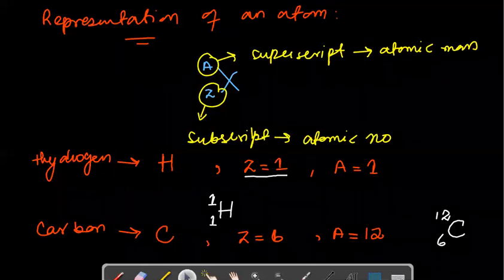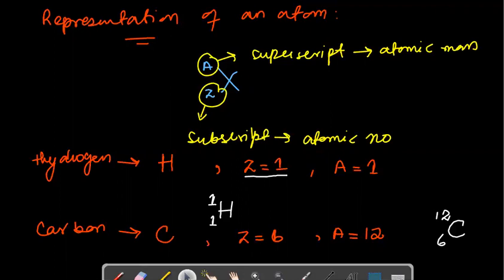Now, moving further, what type of questions are basically asked from this representation of an atom? Sometimes they provide you with a symbol of an atom like this. They will give you helium, 2 and 4, and ask you to provide the number of protons present in the nucleus. So how are you going to identify it? As you know, the lower subscript is the atomic number. Here the atomic number is 2 and the atomic mass is 4.